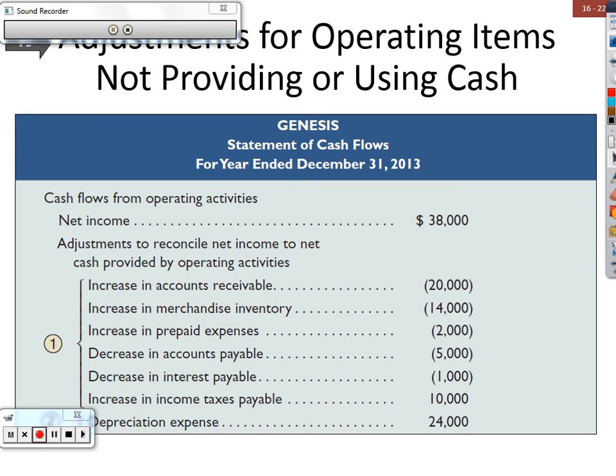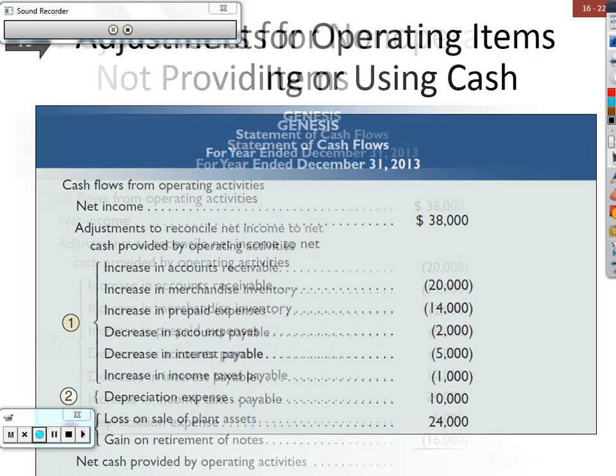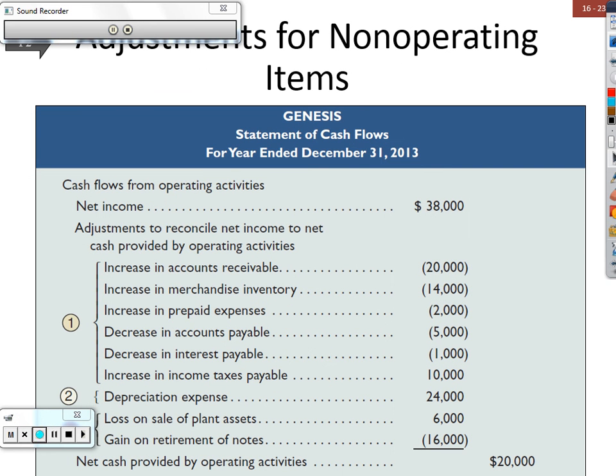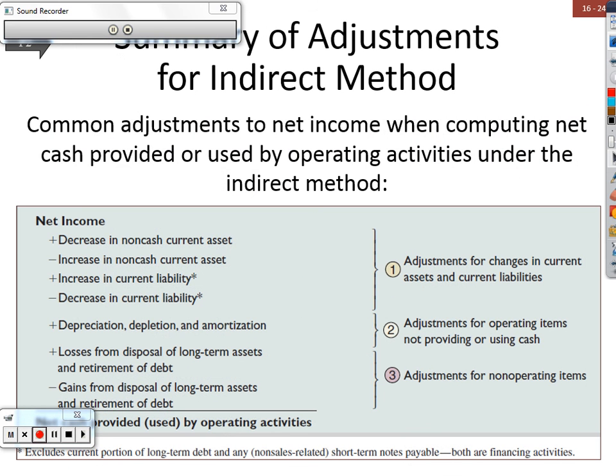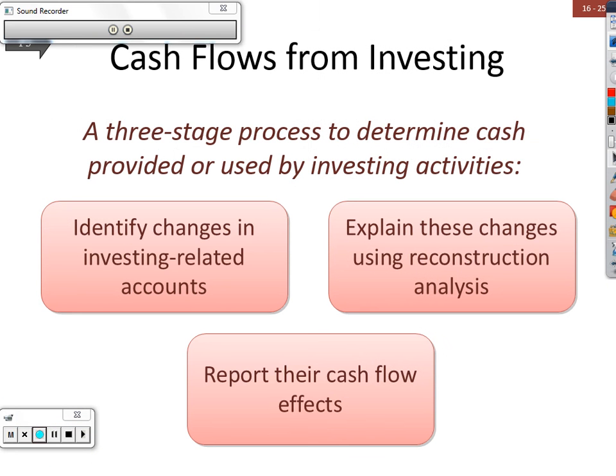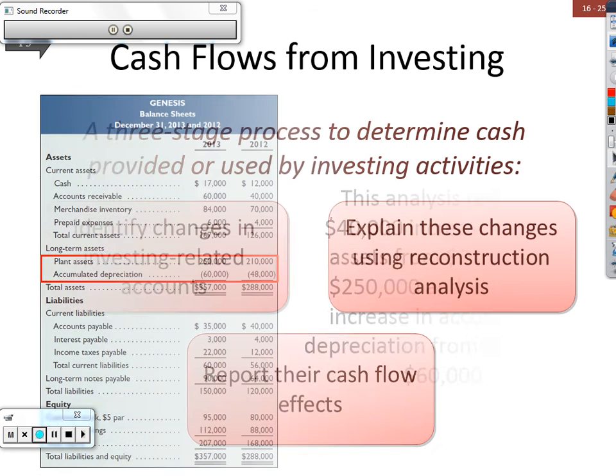So let's move on to this, the same table that's in your book. Cash flows from investing. They say that there's a 3-stage process. In order for you to determine cash, you have to identify what the actual accounts are, explain what happened, and then report their effect on that statement.